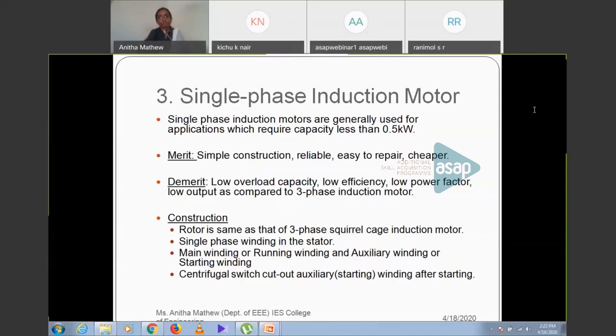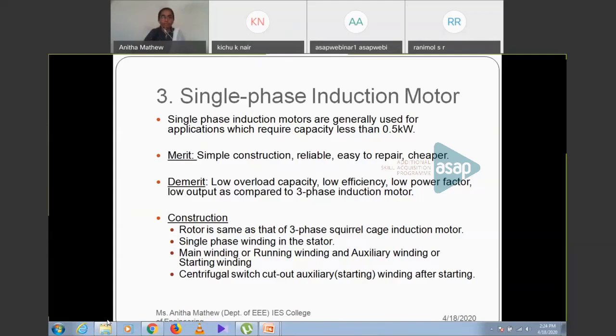Okay, ma'am. Next question is from Rohit Bijoy. Are there any other methods to start single-phase induction motors other than auxiliary winding? Yes, there are many methods. That will be explained in the next session. This session just gave the basic concept of the single phase induction motor. All the details will be covered in the next session.